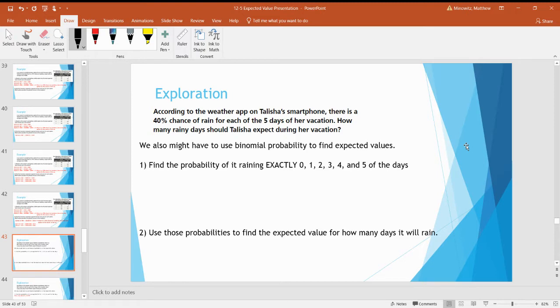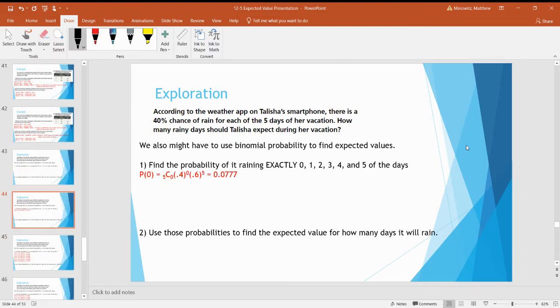Okay, so we are reviewing expected value, but we got to look at binomial probability first. So probability of it raining 0 days is 5 choose 0 times the probability of it raining 0 times the probability of it not raining to the 5th power, which is 5 times. And we do that, and pause the video if you need to calculate all the others. Okay, lots of calculations here.